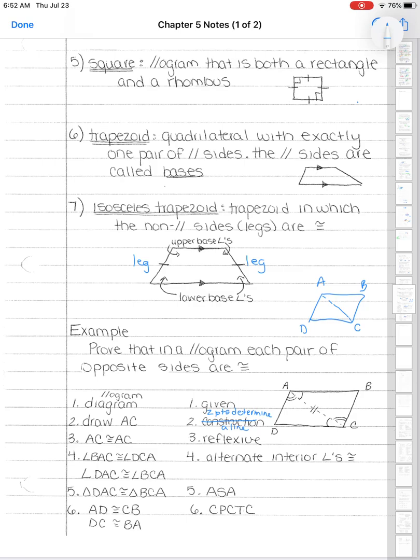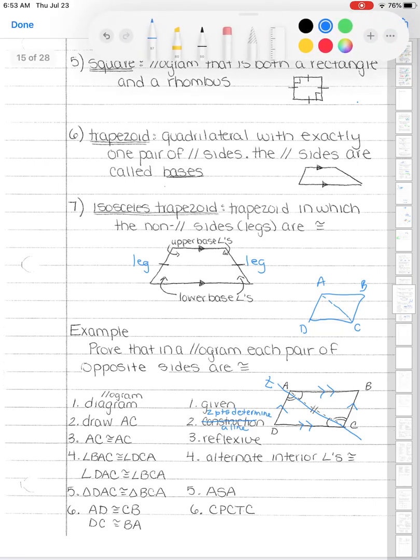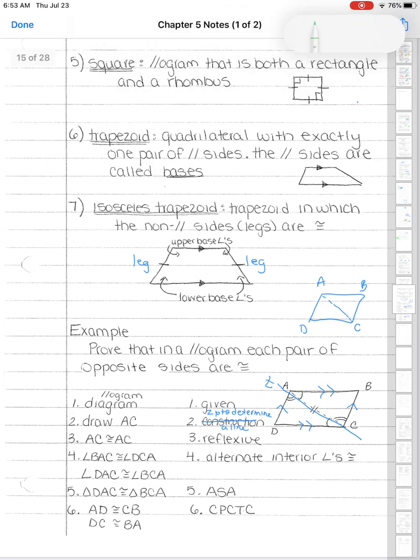And what I would do is, instead of construction, I would write two points determine a line. Okay, so two points determine a line. Anytime you draw in a line, that's the reasoning. Then we know AC is congruent to itself by the reflexive property. If this is a parallelogram, then we know that the opposite sides, by definition, so you don't need to say it, if you know it's a parallelogram, then the definition holds. But we know that the opposite sides are parallel to each other.